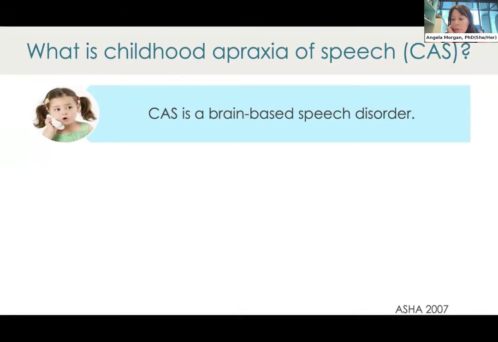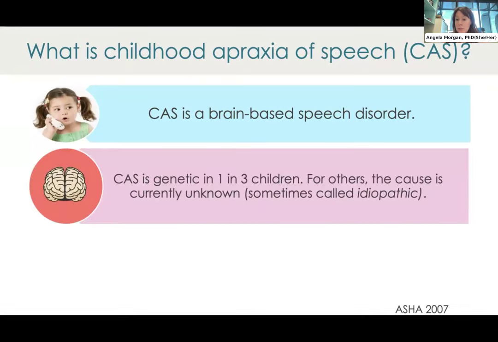The main way in which apraxia is described in our field is as a brain-based, or neurologically based, speech disorder. In just the last few years, we've discovered that about one in three children have a genetic form of apraxia of speech, meaning their apraxia is caused by a single gene or a chromosomal condition. Most of you today, I'm sure, have children whose apraxia is associated with an underlying genetic condition. For two in three children at the moment, we're unable to identify an exact etiology. For those children, we often say it's idiopathic, just an unknown apraxia of speech.